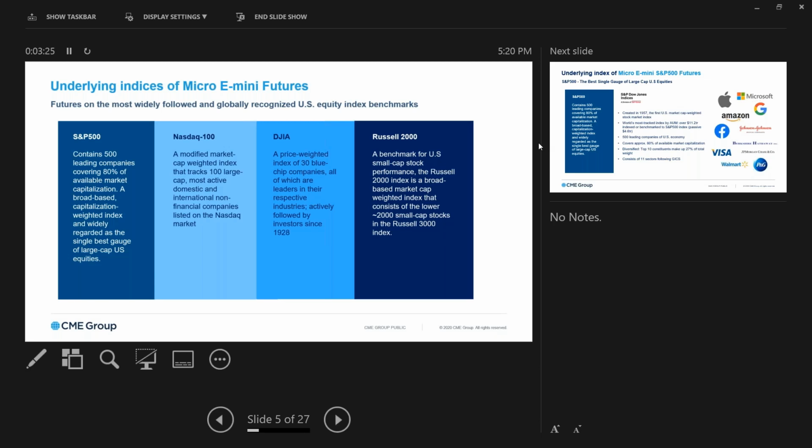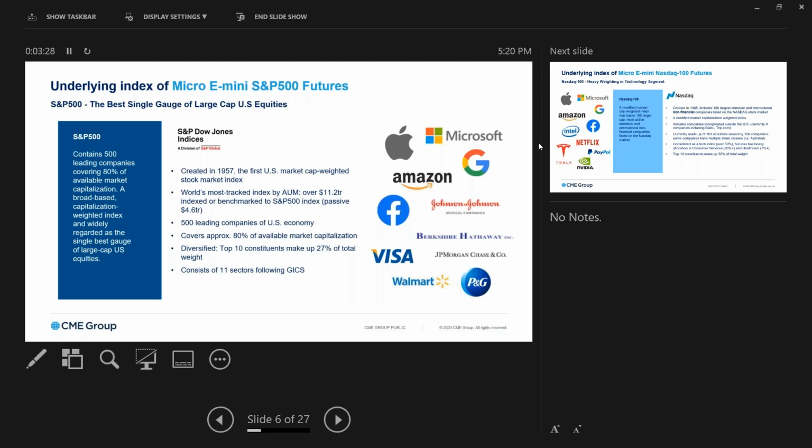Going from the very first one, let me introduce the S&P 500. Probably by far, it is the best known index in the world. More than $11.2 trillion of assets are indexed or benchmarked to this S&P 500 index. As the name represents, it contains 500 leading companies in the United States. This index is owned by S&P Dow Jones Indices, a division of S&P Global, the company owning this index. They have been calculating it since 1957, and this is the first United States market cap weighted stock market index.